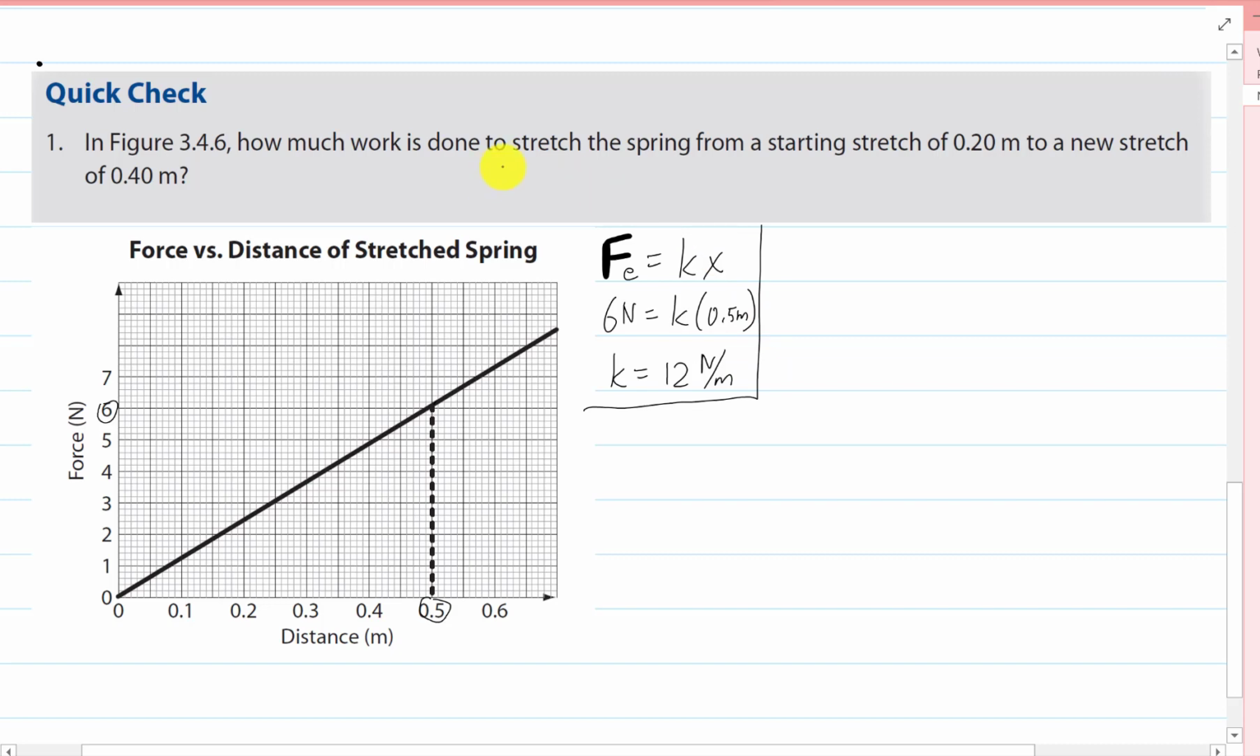Now, how much work is done to stretch the spring? Now, the work on a force distance graph is the area. Okay? But they're not saying the area of the whole thing, only from point 2 to point 4. They want this area.